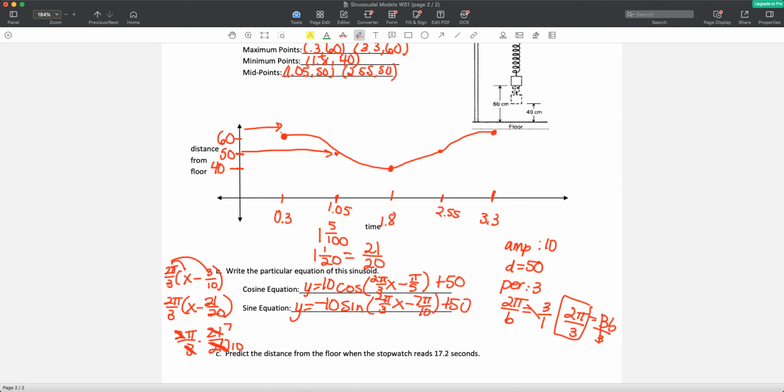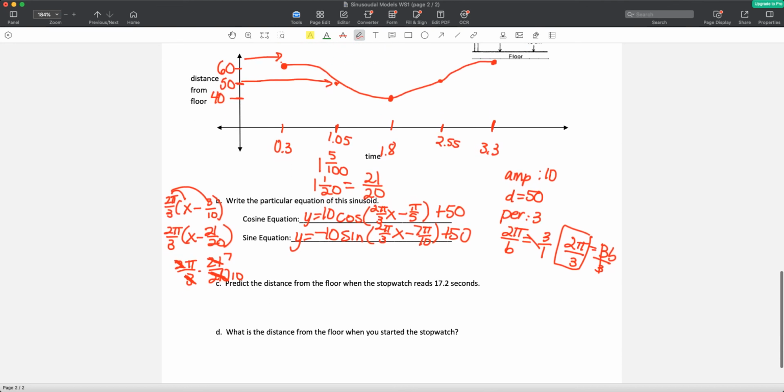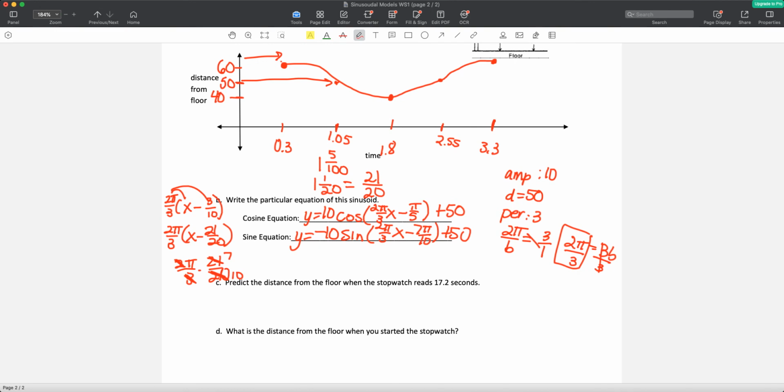And again, I would make sure at this point you're going and checking it in your calculator. I would make your x min 0, x max 3.3, y min 0, y max 60. And then go graph everything and make sure they match up, that they're the same line. And then it says predict the distance from the floor when the stopwatch reads 17.2 seconds. Now, this is a time, so since it's a time, I'm going to trace it at that value.